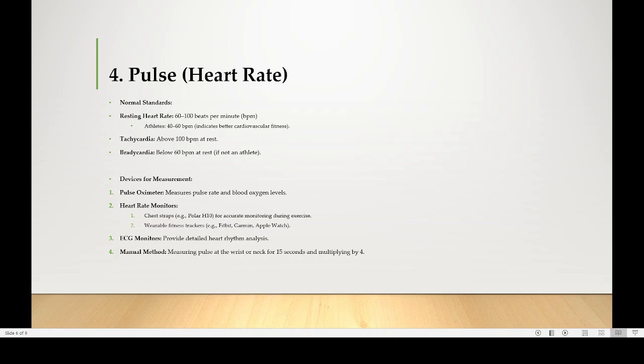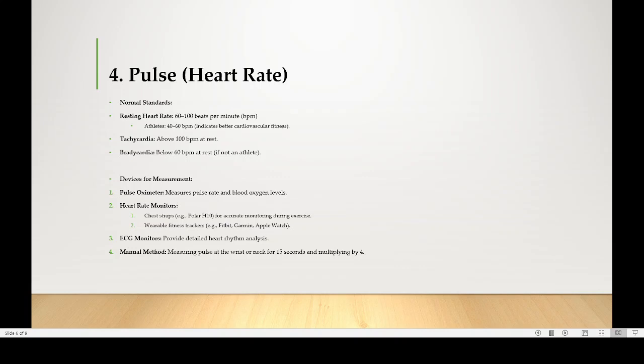Then heart rate monitors are there, like Polar H10 for accurate measuring. Here you can see that there are different types of devices. They will be monitoring your heart, and they will give you an idea of your heart rate. That is continuous monitoring. So that is the advantage of the chest strap.